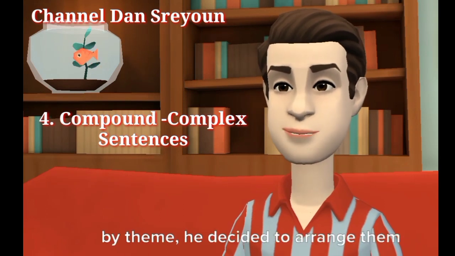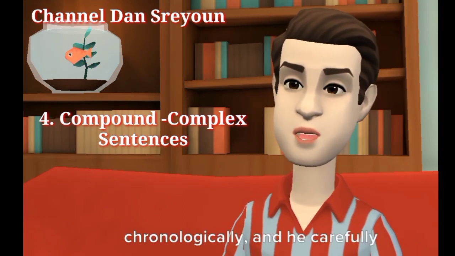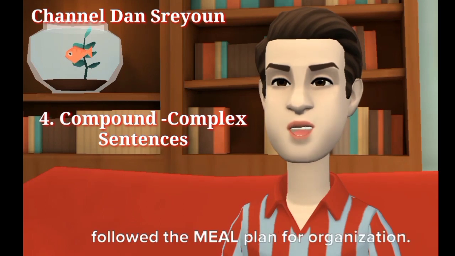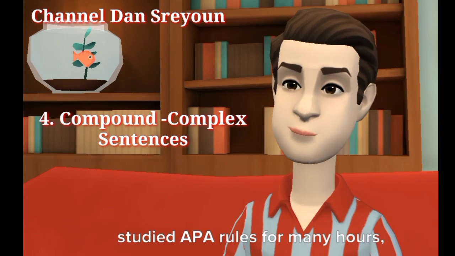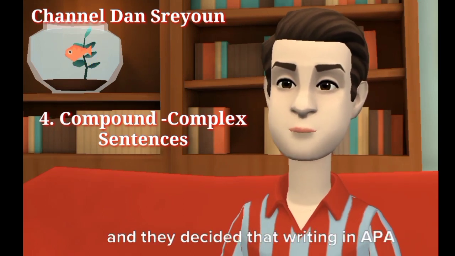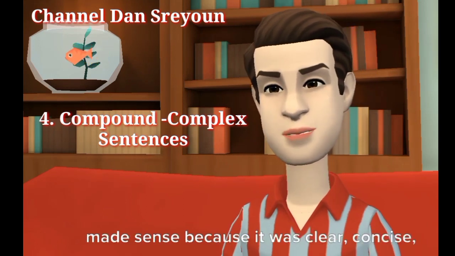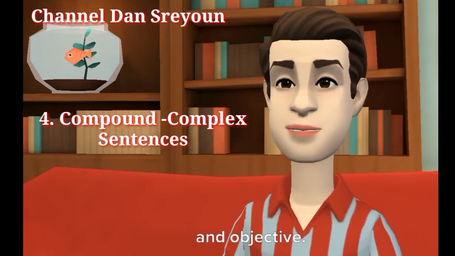Although he organized his sources by theme, he decided to arrange them chronologically, and he carefully followed the meal plan for organization. With pizza and soda at hand, they studied APA rules for many hours, and they decided that writing in APA made sense because it was clear, concise, and objective.